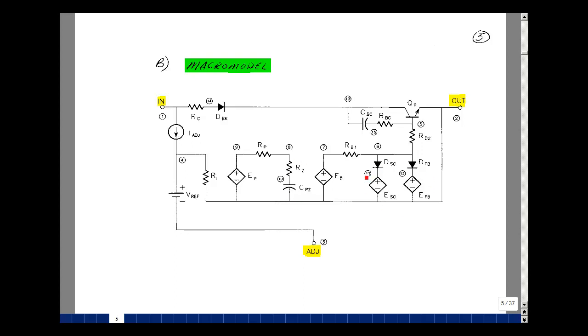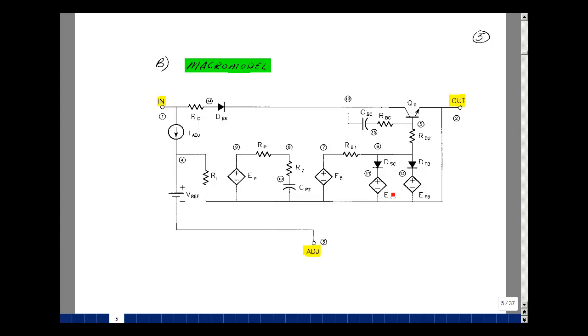These two things here have to do with DC results. I'll talk about that a little bit later on. This diode was added mostly for DC effects because current can only go in this direction in an actual regulator, but in this particular model, current could come out the other way if I didn't have this diode here. This resistor was added to model some of the dropout voltage characteristics.